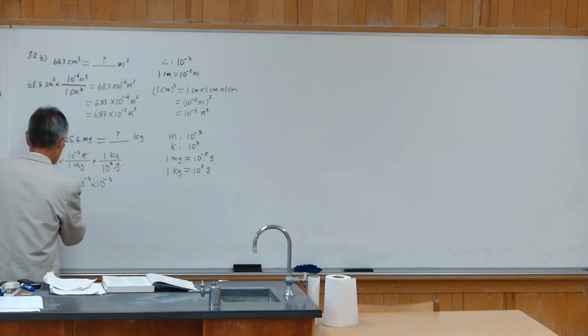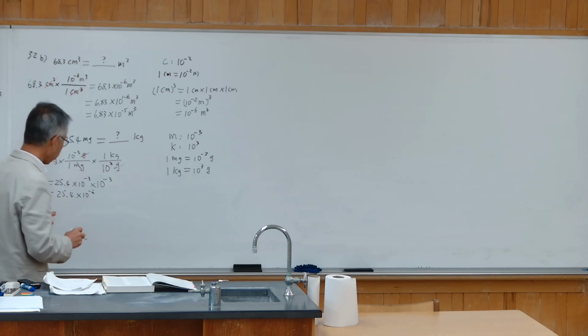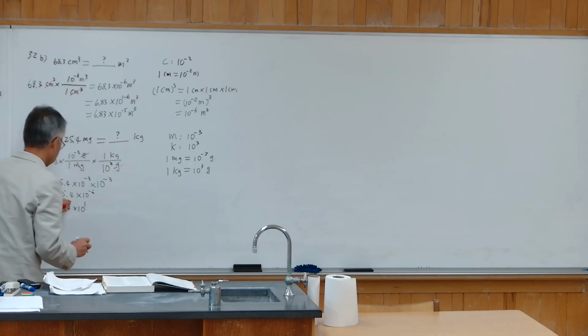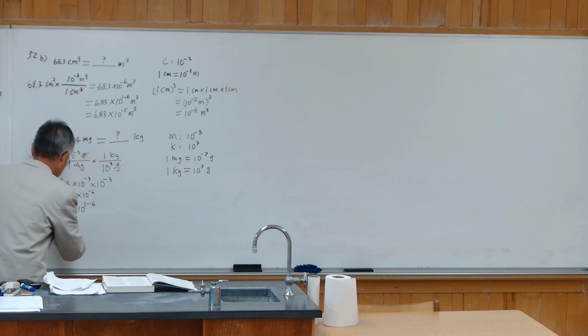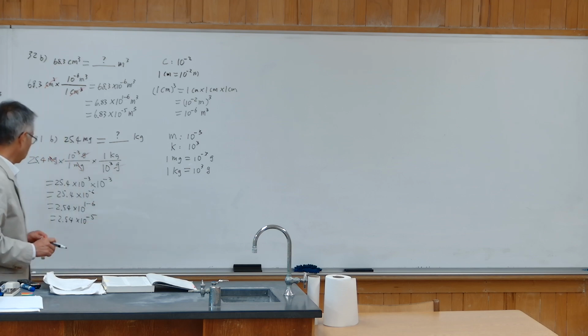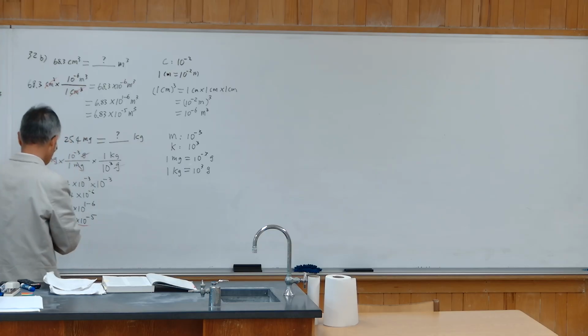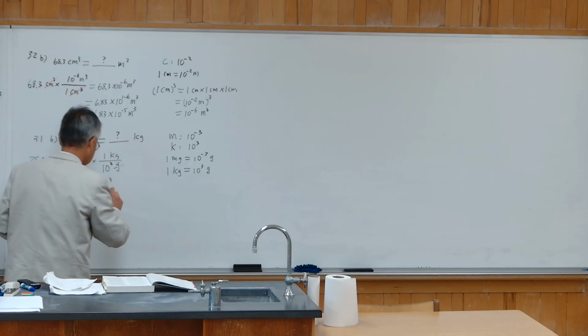So the total will be 25.4 times 10 to the negative 6, and 25.4 is greater than 10, so we can move 1 decimal place. Then you have 10 to the 1 together with negative 6, so the total will be negative 5. So your final answer will be 2.54 times 10 to the negative 5th power kilogram.